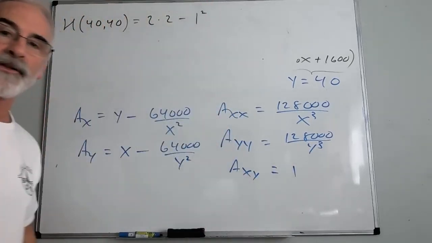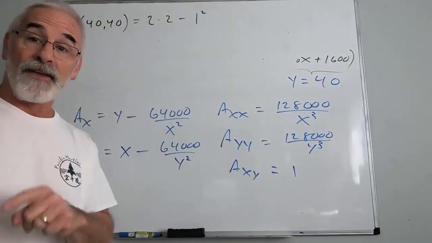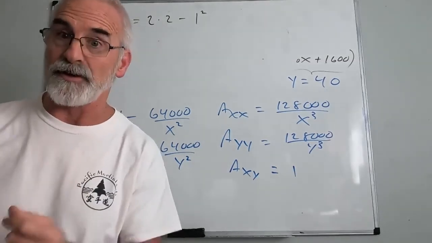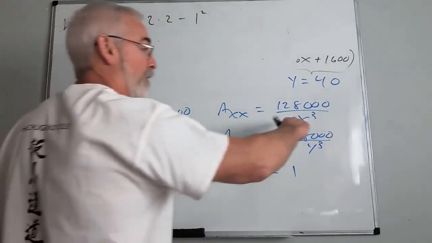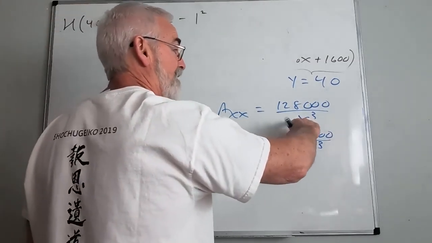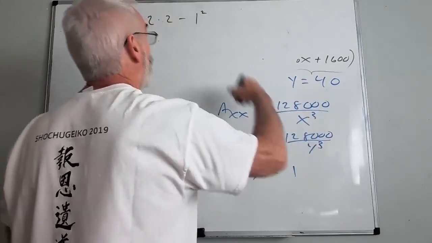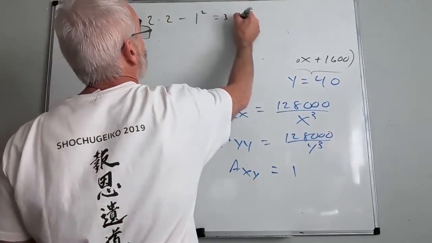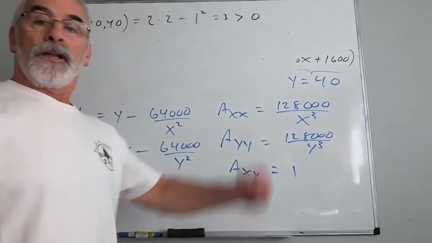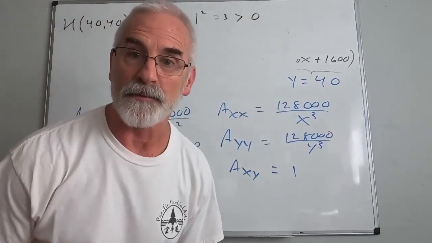Oh, wow. After all of that, our Hessian is nice. That's why you don't do the Hessian as a function. You do the Hessian as a value. So if my x is 40, 40 cubed, we said it's 64,000. So this is just 2 and so on. That's 3, which is greater than 0. Yes. That means we have an extrema.